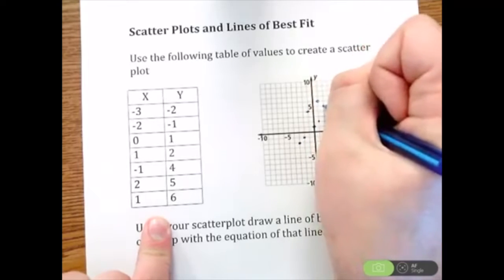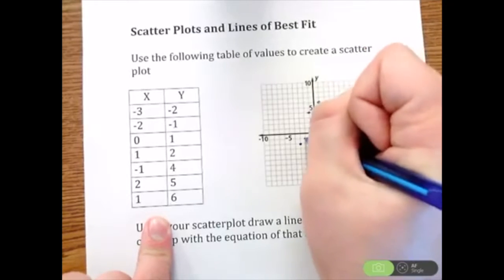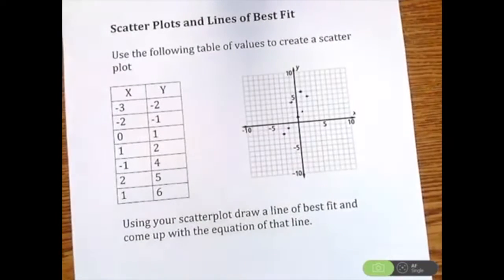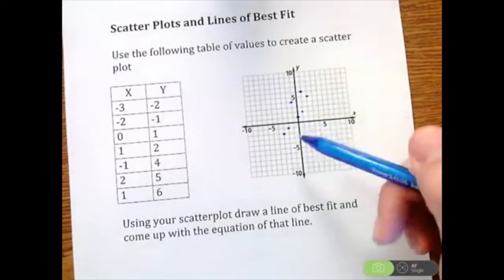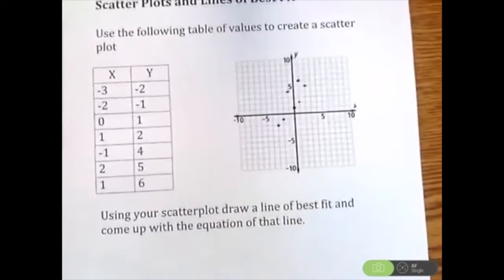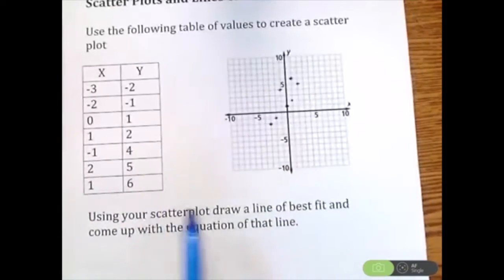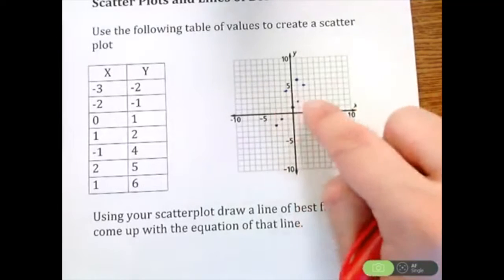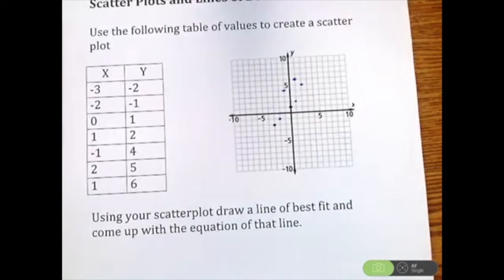So I'm not going to connect the dots. It's just a whole bunch of points. They usually are not going to line up in any way. It's just like what it sounds, a scatter plot: a whole bunch of points that are scattered around. What we're going to do, though, is use our scatter plot to draw a line of best fit and come up with the equation of that line. So what we want is a line that best represents this data.